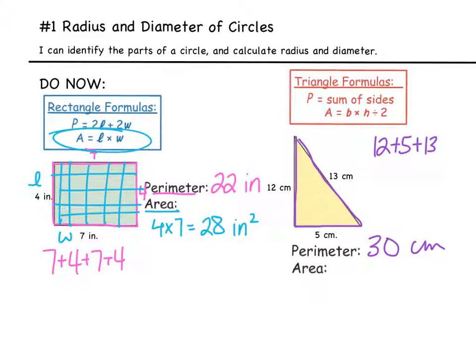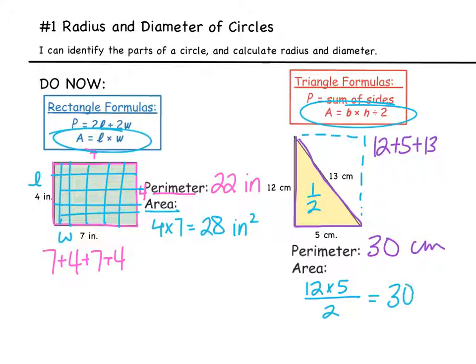Now when we think of our area, it's a little different because it's not a full rectangle. It's only half of our rectangle, and so that's why we have to divide by 2. We still take length times width, or base times height, but now we have to divide it by 2 to get our answer, and when we do so, we actually end up with 30 again, and it's going to be centimeters squared. So keep this information in mind so that you can come back to it later in this unit.